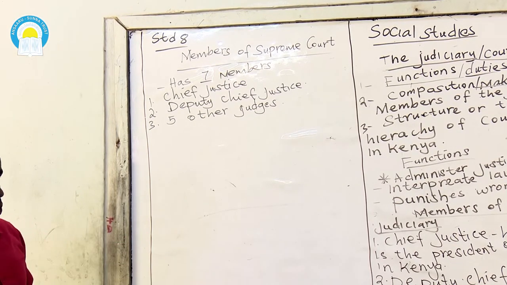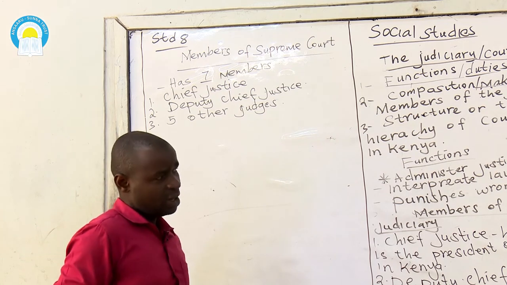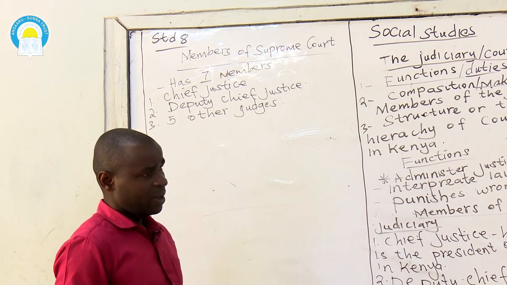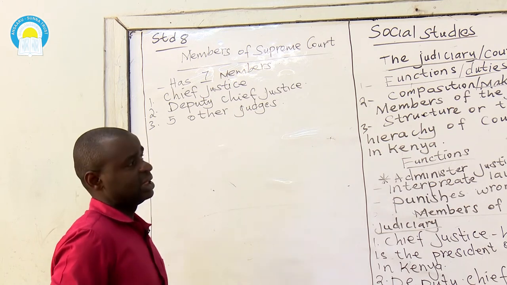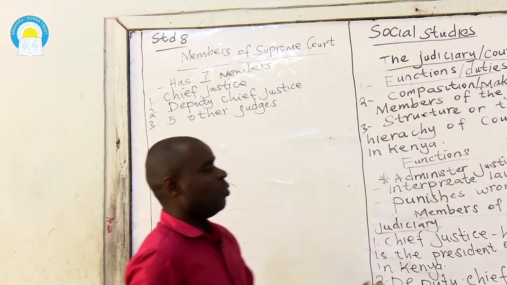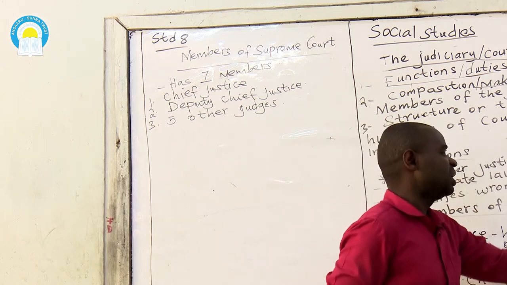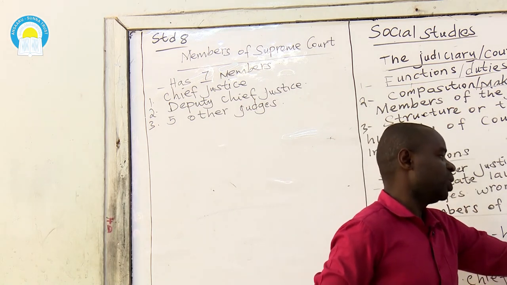About the High Court, what you need to know, this one mainly deals with what we call criminal and civil cases. Then we have the Industrial Court and the Land and Environment Courts, which I already explained.